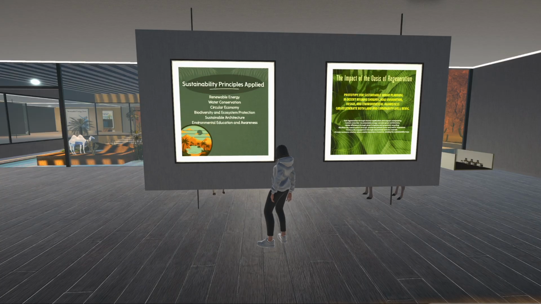As we reach the end of our gallery, let's look at the outcomes and sustainability principles behind the Oasis of Regeneration. This design applies six core principles: renewable energy, water conservation, circular economy, biodiversity protection, sustainable architecture, and environmental education. Together, these principles create a regenerative cycle. Water feeds plants, plants restore soil, soil supports wildlife, and energy keeps the system alive.